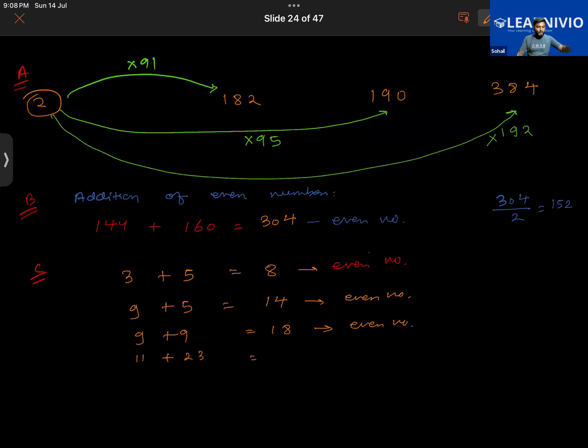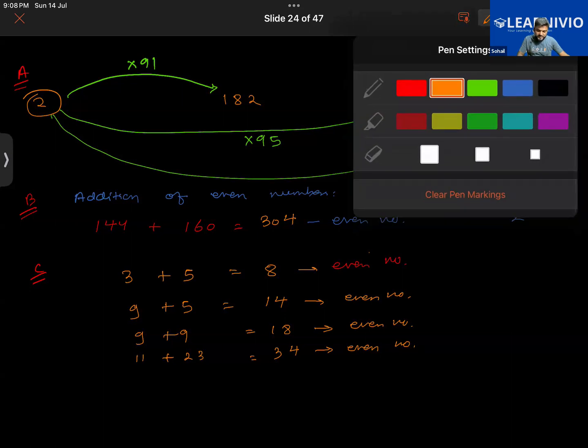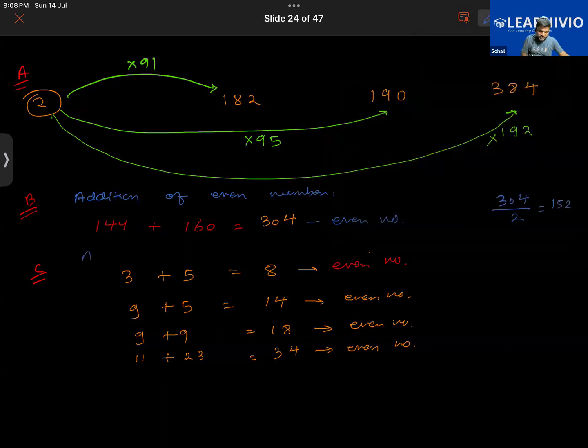34. That is again an even number, right? So another property that we have learned here is that the addition of two odd numbers also gives you an even number. Addition of two odd numbers gives an even number.